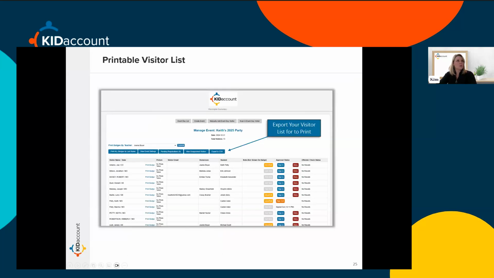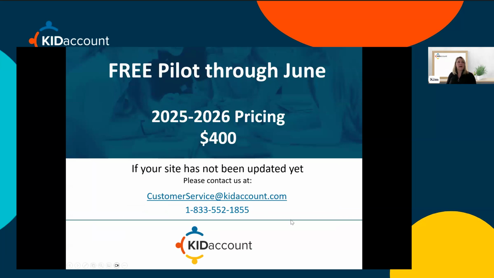Just talk about this real quick. So you do have the free pilot through the end of this school year. So whether that ends for you in June or July, whatever, if you're doing summer school, you can use it through summer school. Your 25-26 school year pricing for our current customers is $400 for the year. And if your site has been updated with the latest features, you can start using it today. You can go in there and play around with it and create some events today.